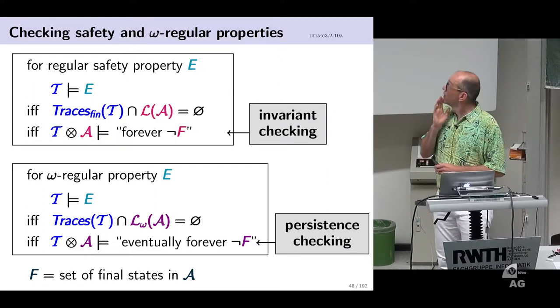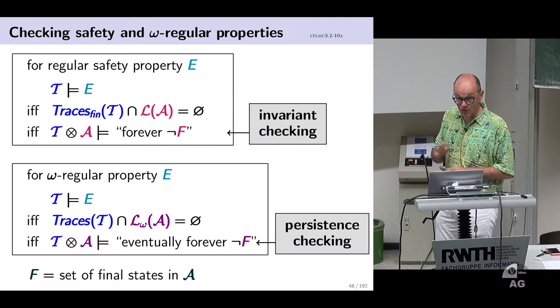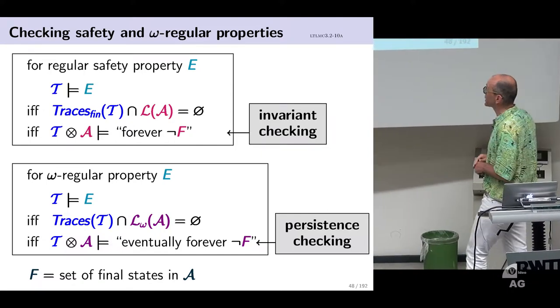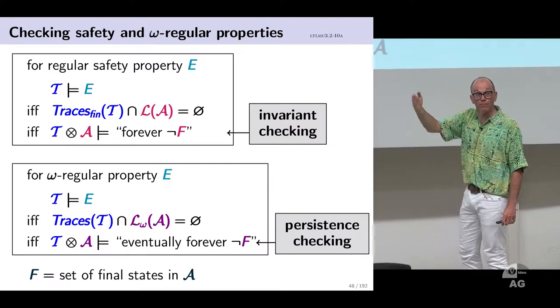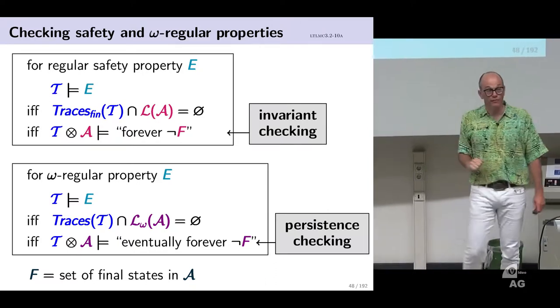Good. The first was called invariant checking. Invariant checking can be done by a simple depth-first search. The second one is what we call persistence checking. Why persistence checking? This property is a persistence property, right? From some point on, something must hold, namely not F.